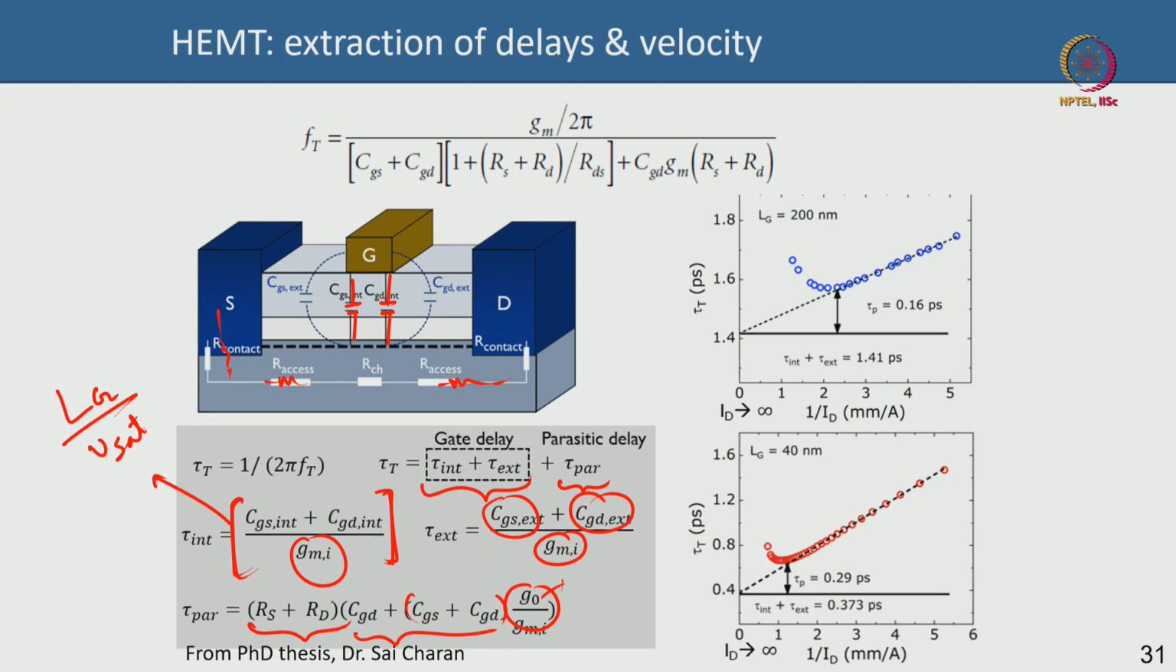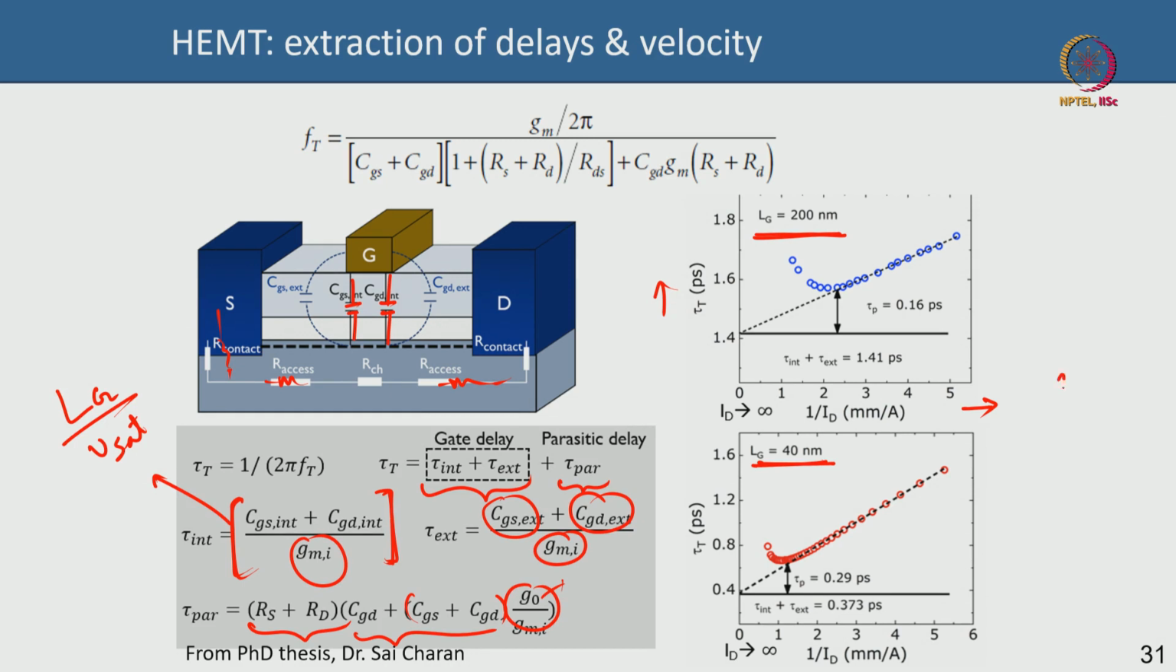This mathematics is all fine, but what can you practically do to extract these different delays? You can see there are two plots here for two different gate lengths. This is a 200 nanometer gate length HEMT, and this is a 40 nanometer gate length HEMT. This data was for a gallium nitride HEMT, but it does not matter, the concepts are identical for gallium arsenide HEMTs also. But we can just choose one of them. So what is plotted on the y axis and what is plotted on the x axis? If you see carefully, if you choose the 200 nanometer gate, for a particular device, what is the x axis?